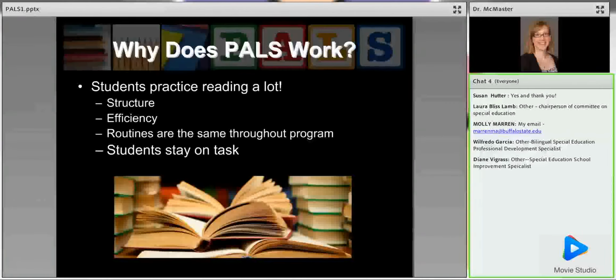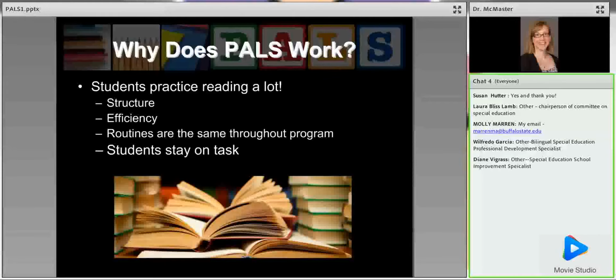Another reason why we think PALS works is just that students practice reading a lot. We'll talk later about how often you do PALS, but essentially it's 3 times a week for about 35 to 40 minutes. And after students are trained to do PALS, they really know what they're supposed to do. There's a very specific structure. The structure and procedures don't really change once kids have learned how to do them. So they can really focus on the business of reading rather than trying to figure out what it is they're supposed to be doing at any given time.